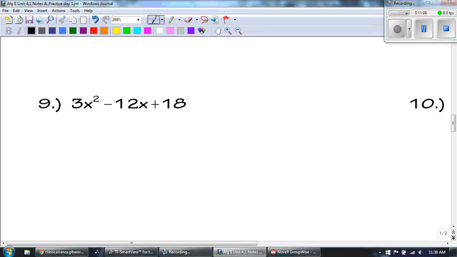Okay. What's the GCF? Yeah, it's 3. 3 goes into all of those. Now they don't all have x's, so I cannot take out an x. My GCF goes out front, and I divide. 3 divided by 3 is 1. 12 divided by 3 is 4. And 18 divided by 3 is 6.